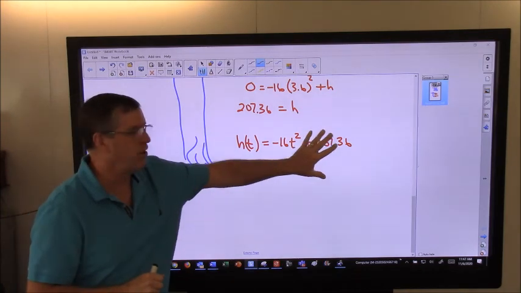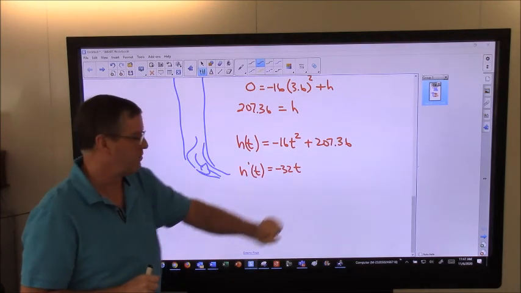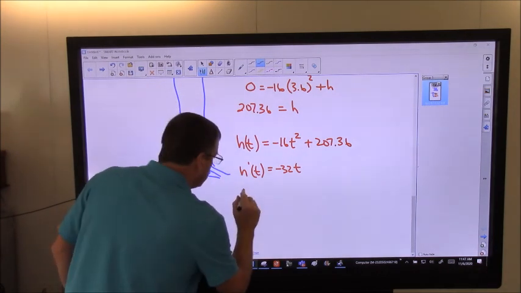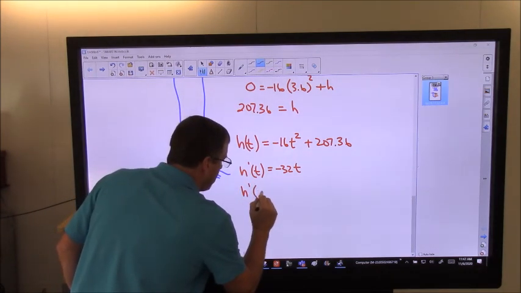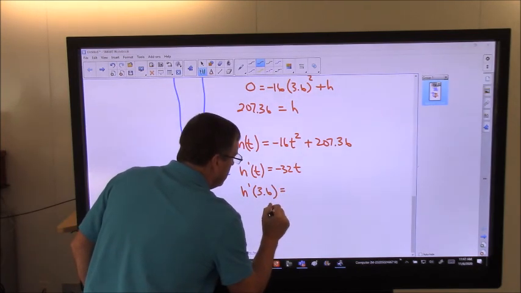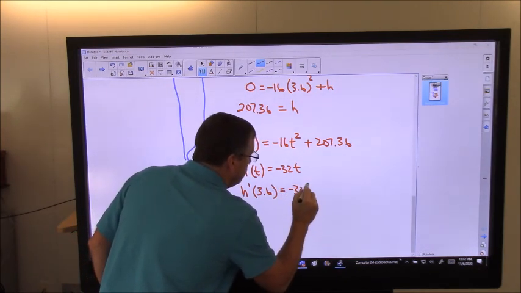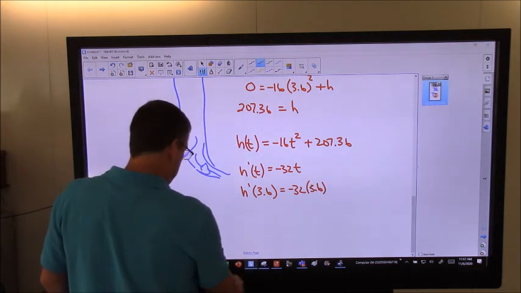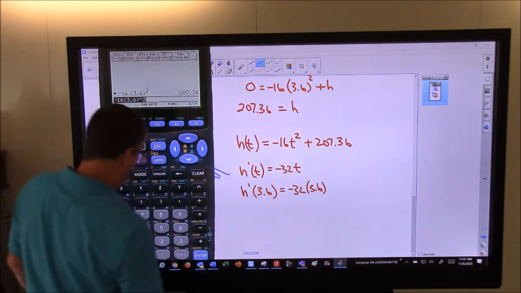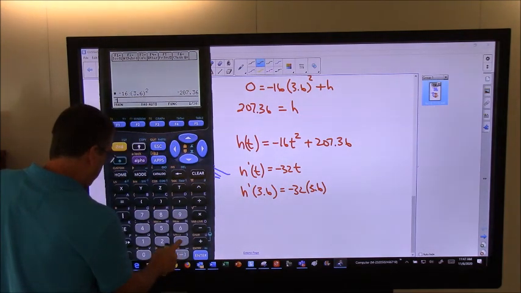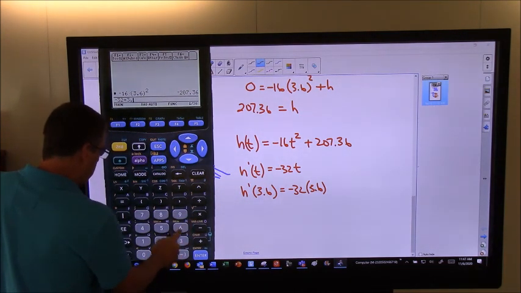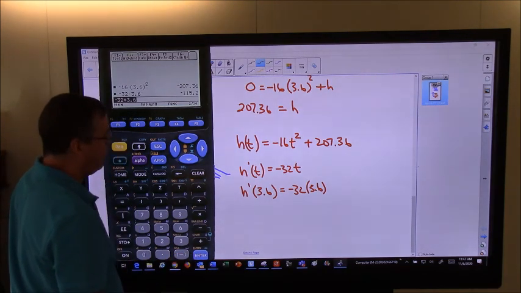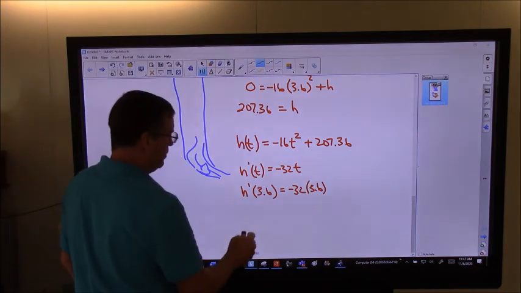So I really didn't even need to know this at this point. Okay? And I know it took 3.6 seconds for it to hit the bottom. So h prime of 3.6 equals negative 32 times 3.6. And so let's see, if I do the calculator real quick, negative 32 times 3.6 seconds. There we go. 115.2 feet per second.